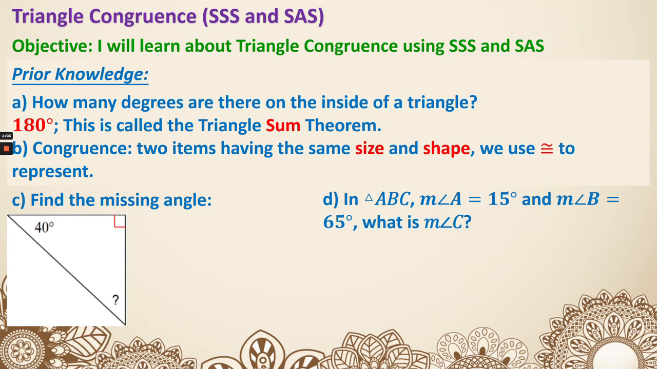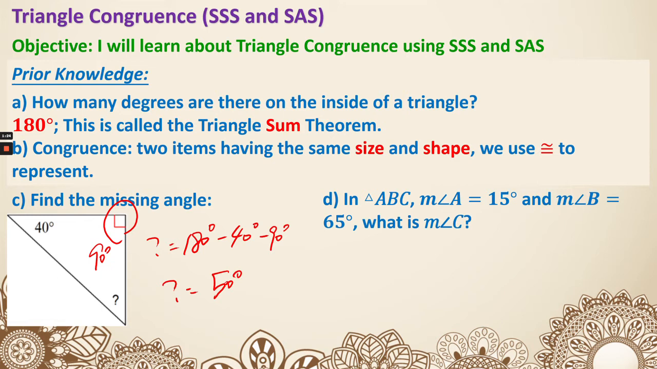C and D are basically the application of A. So find the missing angle. We are already given a 40 degree angle, and this is a 90 degree angle. So the question mark would just be 180 degrees minus the 40 degrees, and then minus the 90 degrees. So the question mark would be 50 degrees.